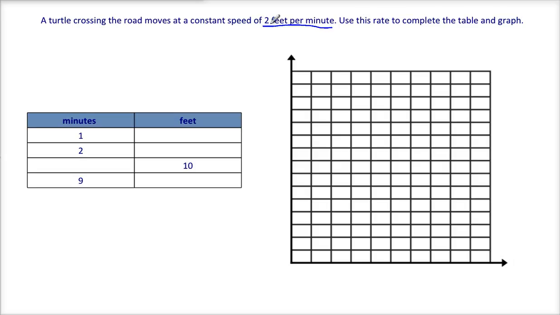Okay, so he's traveling at 2 feet per minute. So let's look at the table first. It's always nice to work on the table first because all of the information here can be used in your graph. Okay, so the first line says, actually let's set up this rate as a ratio first, just so we can visualize what we're doing here. So 2 feet per minute. So we're comparing feet to minutes, so that means feet is on top, minutes are on bottom.